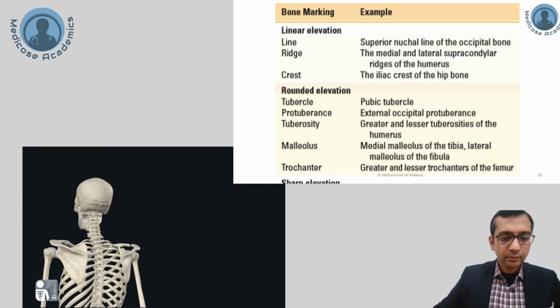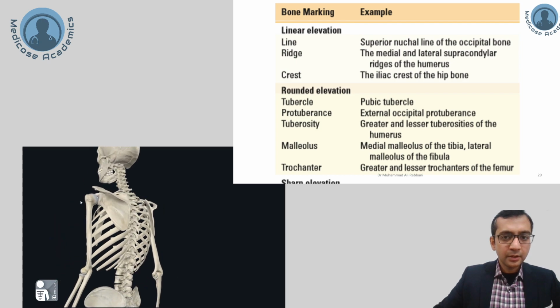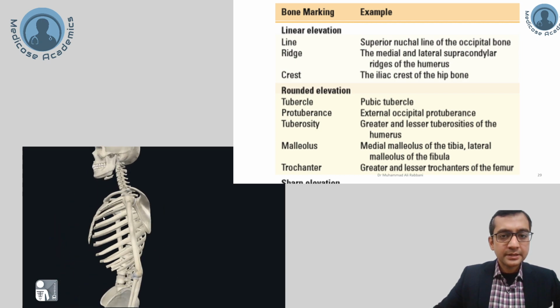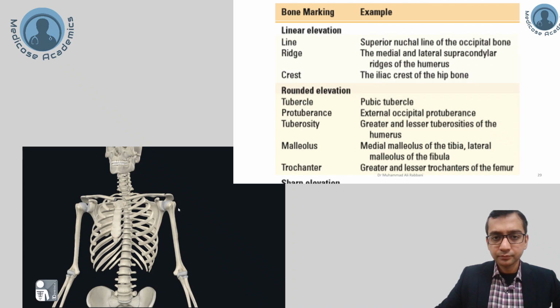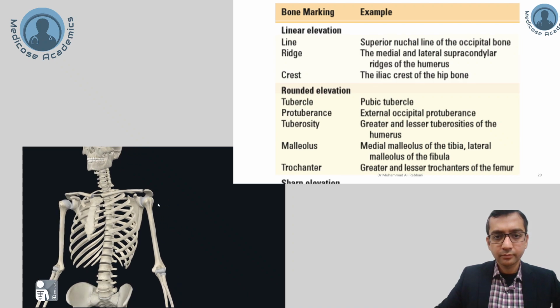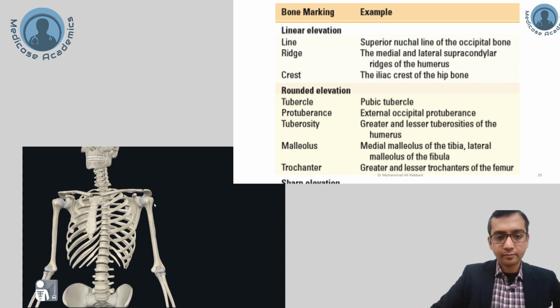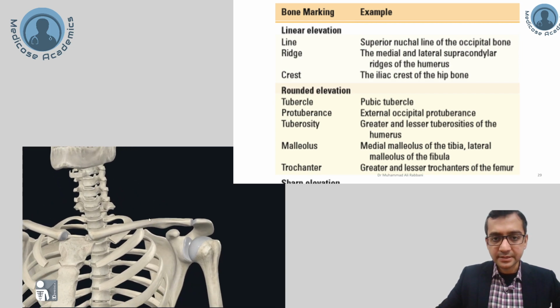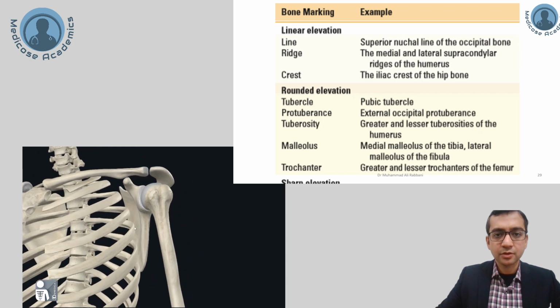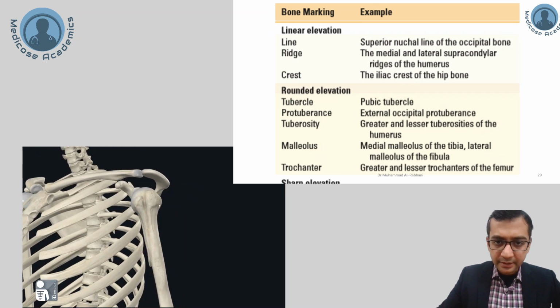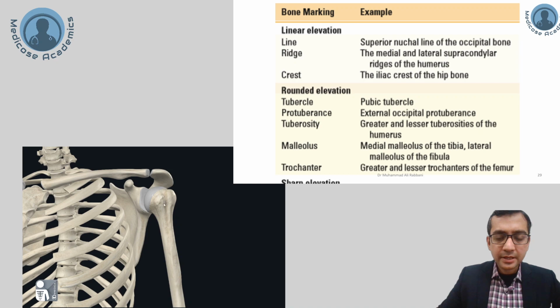Tuberosity, again a bigger term. There is an example of tuberosities of the femur. This is the greater tuberosity. This is the lesser tuberosity of the humerus.